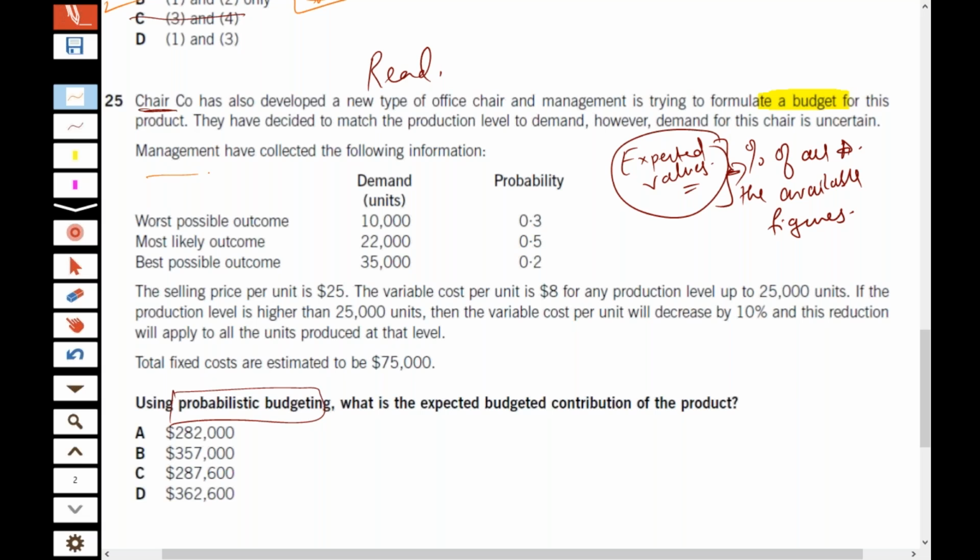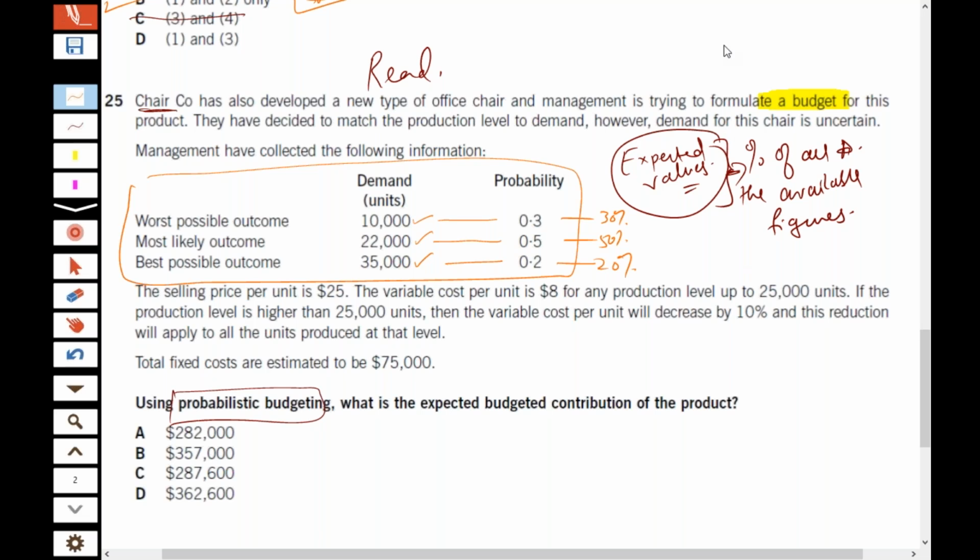Now, what are the percentages? The demand may be 10,000. I'm not sure, but the chances are 30%. The demand may be 22,000, the chances are 50%. The demand may be 35,000, it may be 20%. This is 20%, this is 50%, and this is 30%. We don't know the actual percentages, but we can estimate them.